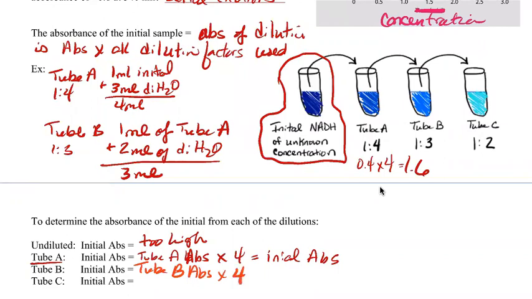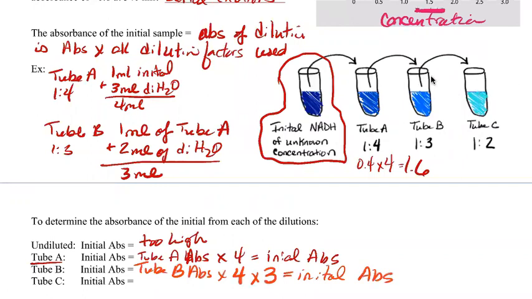So I'm going to have to multiply it by 4 because that's the one I did right here. And then I did a second dilution that was a 1:3, so multiply that times 3. That will give me my initial sample's absorbance value.